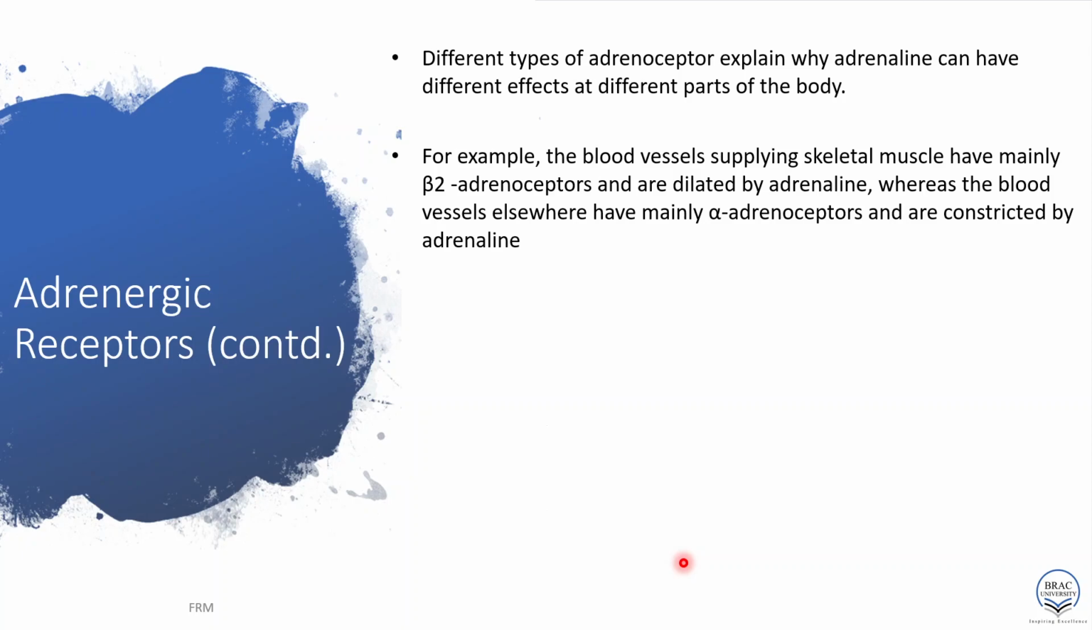For example, in the skeletal muscle, beta 2 receptors mainly increase the blood flow. That means it reduces the blood pressure. But elsewhere, the alpha receptors mainly reside, and those alpha receptors show the opposite function upon activation by the adrenaline. That means in other places, like in the smooth muscle cells, the alpha receptors increase the blood pressure.